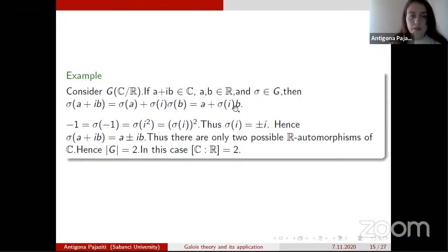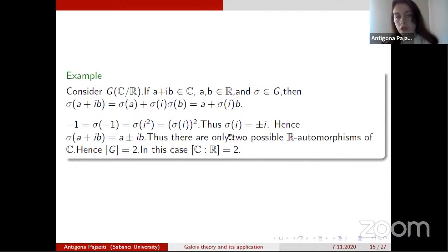Now our main problem here is to find what sigma(i) is, because we cannot send it strictly to i, because this is not an element of the real numbers. By doing some simple calculations, we find that sigma(i) is equal to plus or minus i. So there are only two possible R-automorphisms of C, which send one element to itself or to its conjugate. So two elements, the cardinality of this group is equal to 2. So the dimension of C over R is 2. That means that it permutes the elements of C.